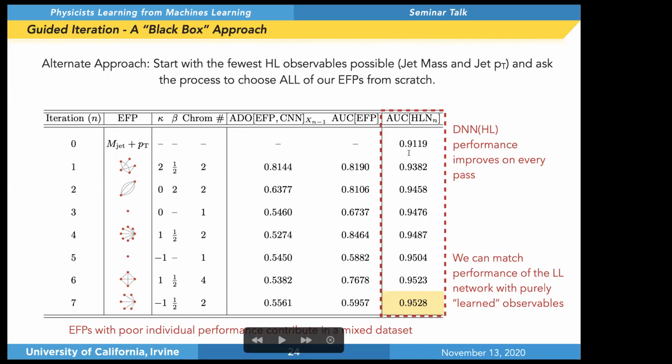What you essentially find is that each time it goes through the process, it picks a new EFP, and each time that EFP improves the AUC, or the classification performance. Ultimately, you do end up recovering the low level performance, and you do it with 7 EFPs, which is maybe 1 or 2 more than we needed for the previous example. So with jet mass, PT, and 7 EFPs, we have roughly the same number of high-level observables that we had in the previous example where we used our existing information. But it ends up being really interesting because the EFPs that this process picks are very unconventional, very out of the norm of what we would think to pick based on physics motivations.